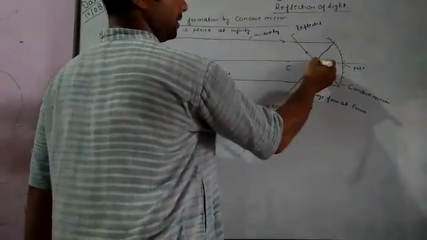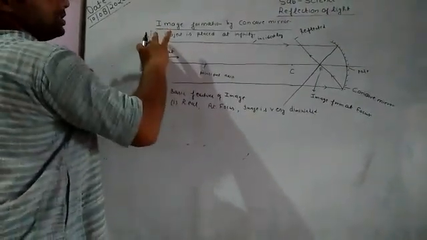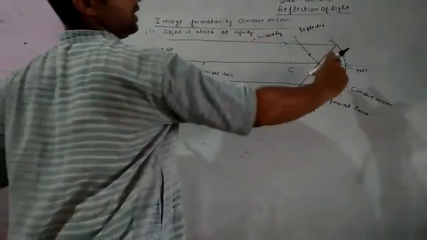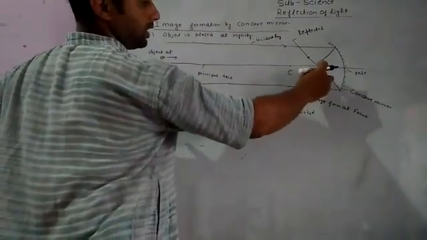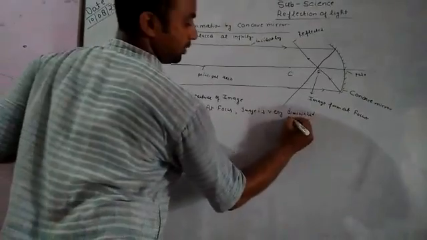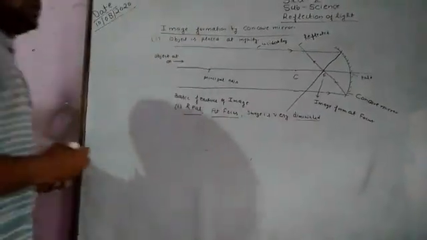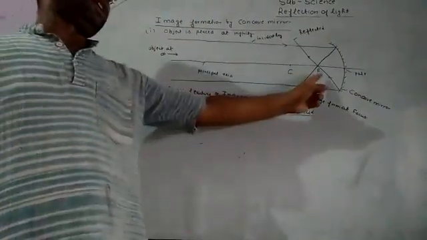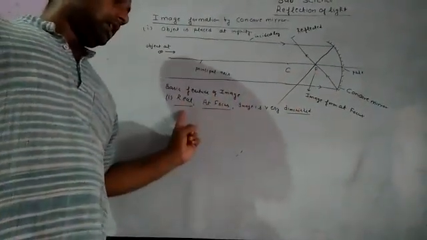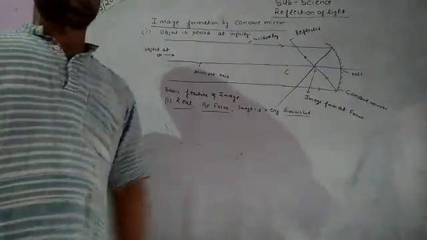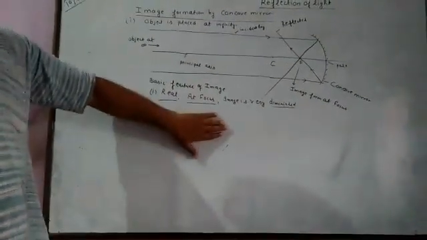The image is very diminished because the object is of larger length. If these rays are coming and meeting at the point of intersection at the focus, then the image formed is a diminished image, at the focus, and a real image. So we have to remember these properties when the object is placed at infinity: the image is formed at the focus, it is real, and it is very diminished. So we have to conclude that.